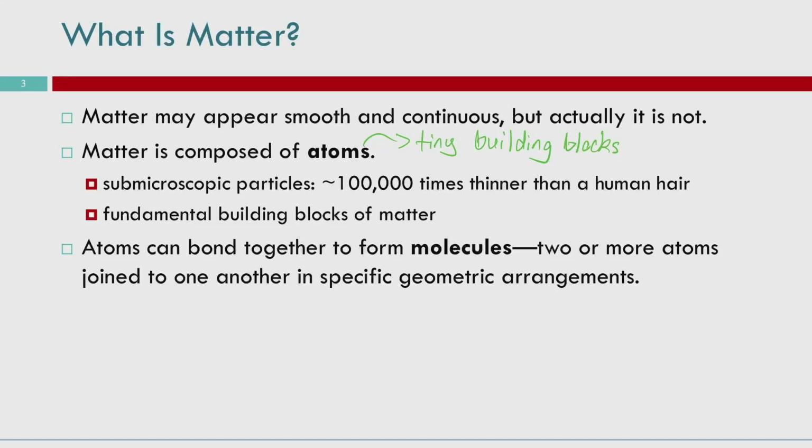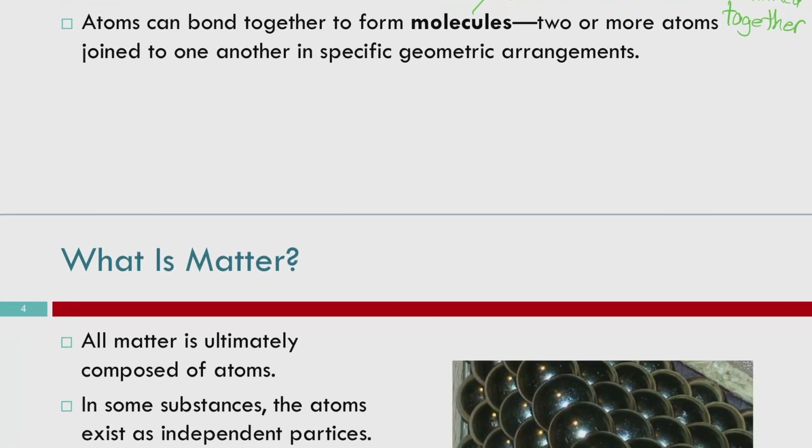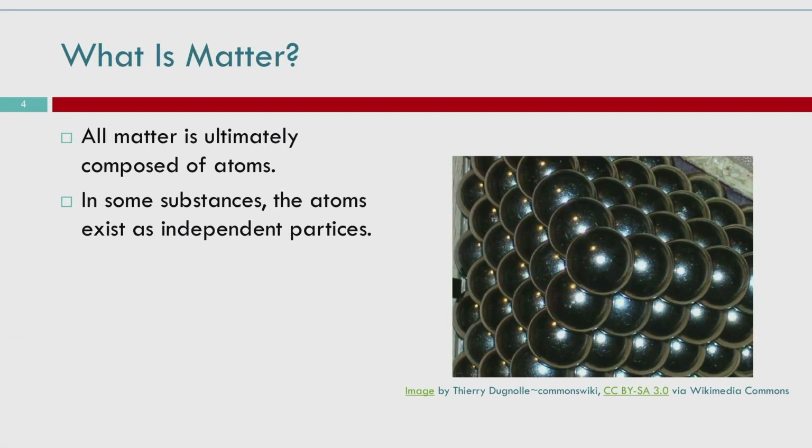We can bond atoms together to form molecules. So a molecule is just a group of two or more atoms that are linked together. And they often have a specific arrangement. And if you change the arrangement, it's no longer the same molecule, it's a different molecule. So the order is important. Ultimately, all matter is composed of atoms.